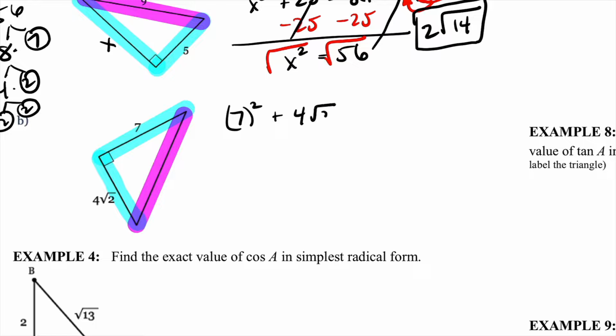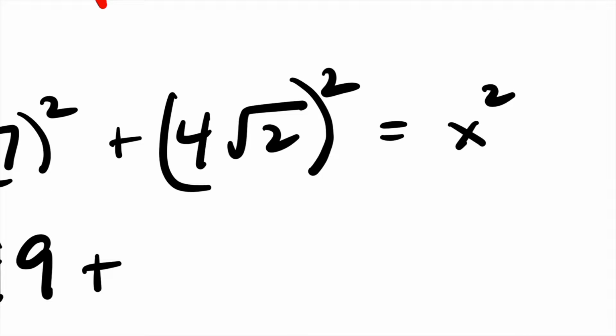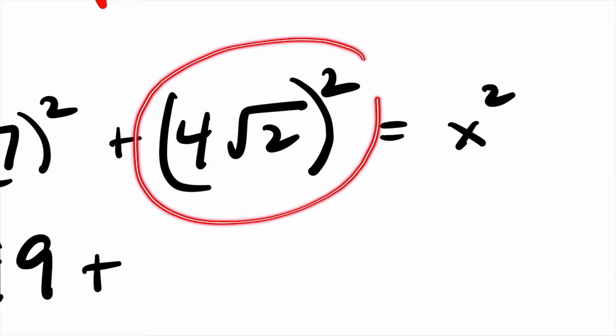Plus, this one's got two parts. It's got 4 and the square root of 2. It's okay. They're both going to be squared. And then since we don't know this, we'll call it x squared. Okay. 7 times 7? 49.